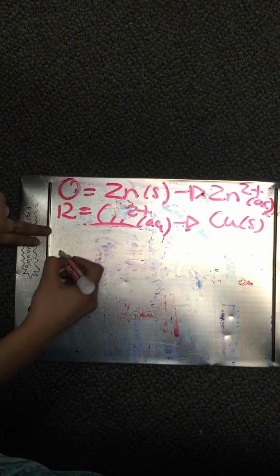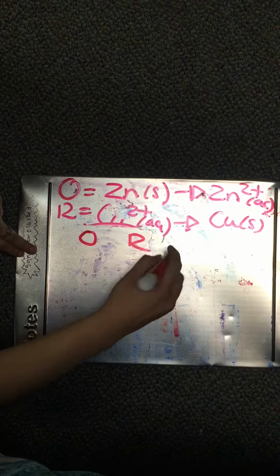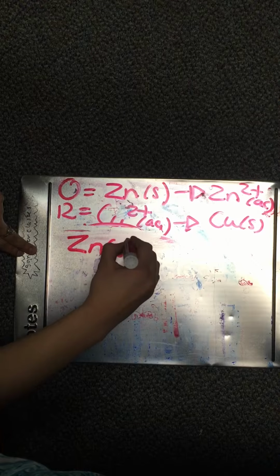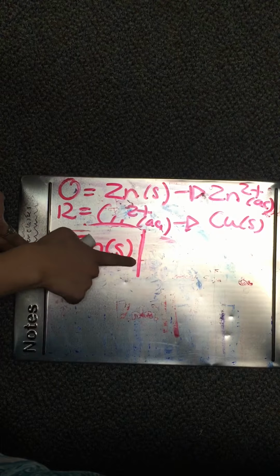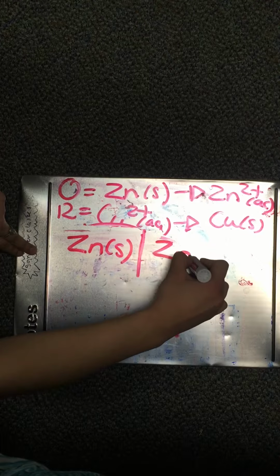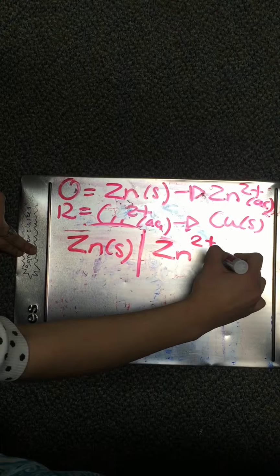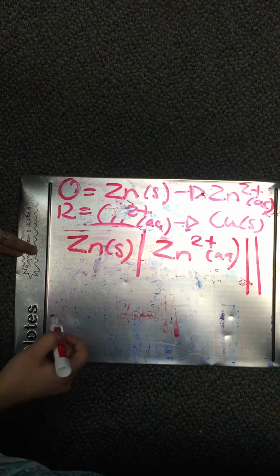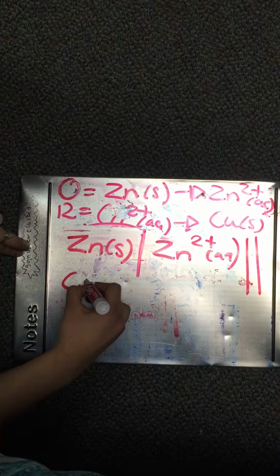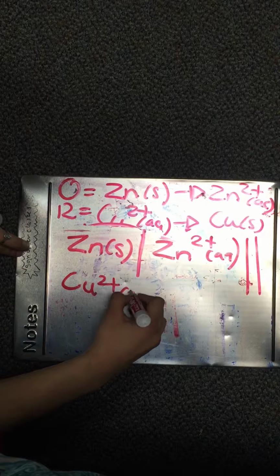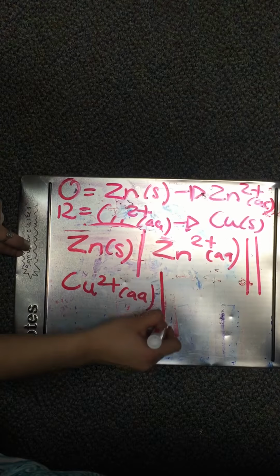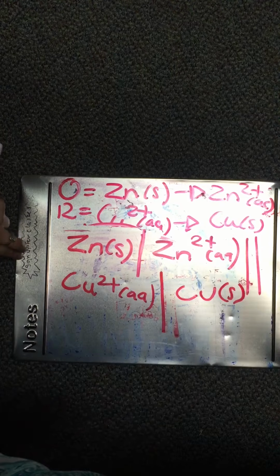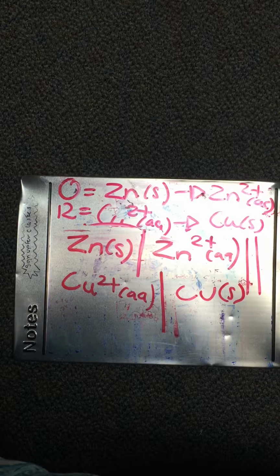So we have to do the notation. It's always oxidation and then reduction. So it's going to be Zn solid, phase change, that's how you indicate a phase change, Zn2+ aqueous, and then the salt bridge, that's the salt bridge, and then Cu2+ aqueous, and then phase change because it goes into a solid, Cu solid, and that is your cell notation for that part.